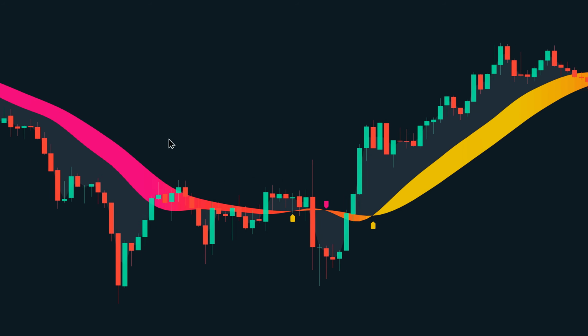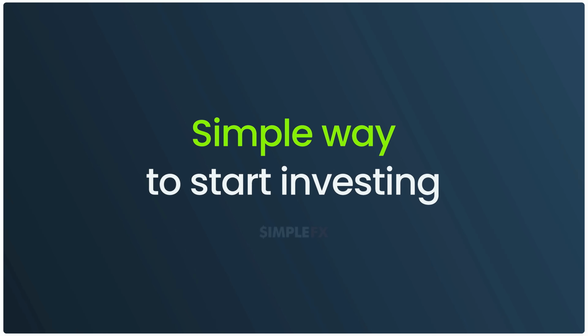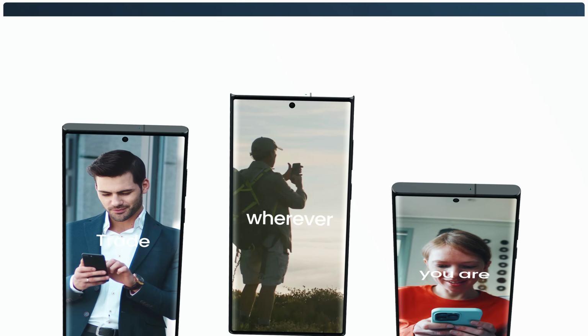Next, we're going to talk about how we can use this indicator to trade.